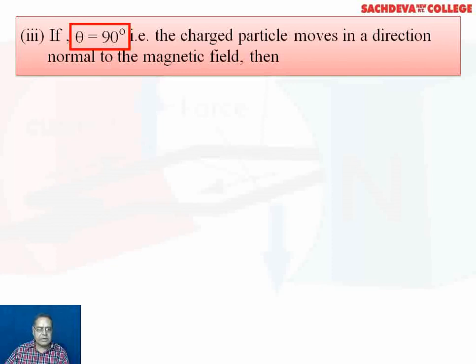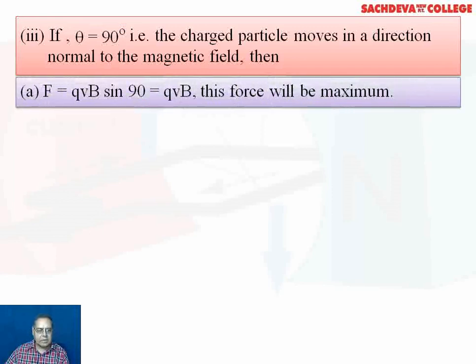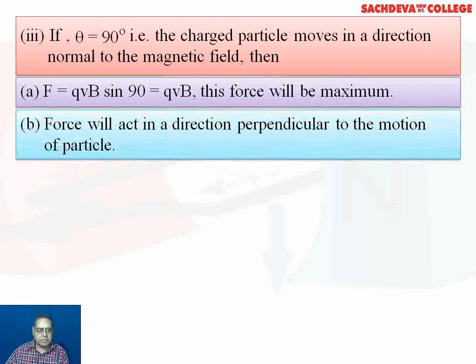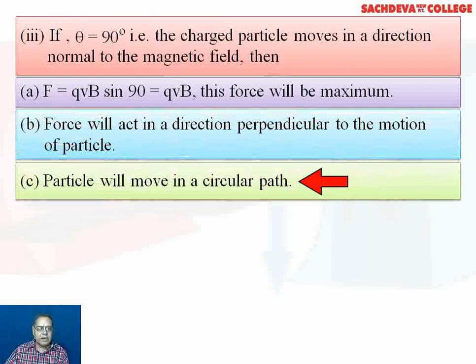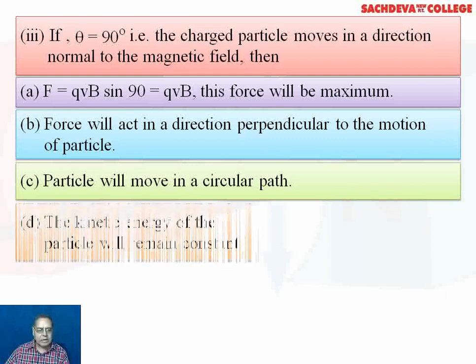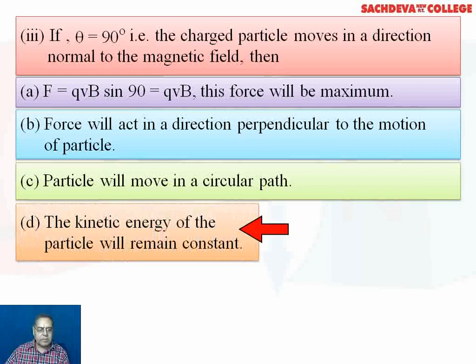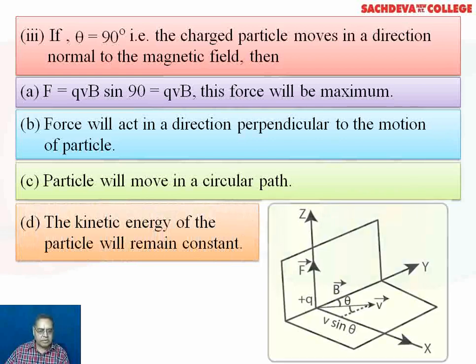If theta is 90, the charged particle moves in a direction normal to the magnetic field, then F is equal to qvB sine 90, that is equal to qvB, and this force will be maximum. Force will act in the direction perpendicular to the motion of the particle. The particle will move in circular motion. Whenever a particle moves in circular motion, centripetal force comes into action, that is mv square by r. The kinetic energy of the particle will remain constant.